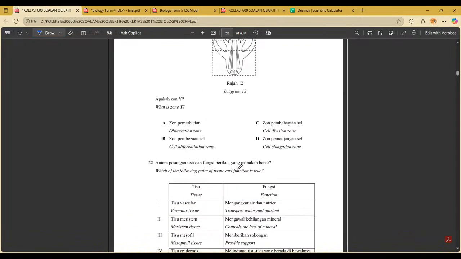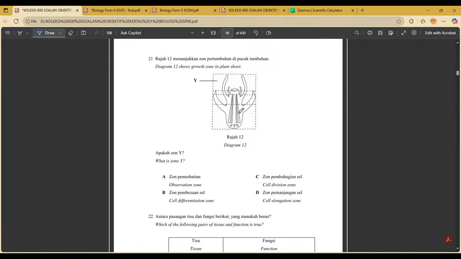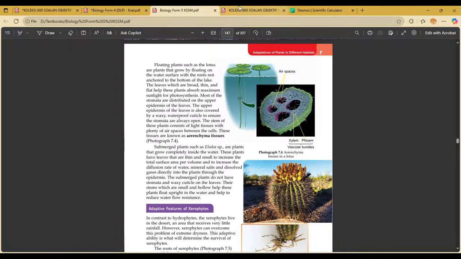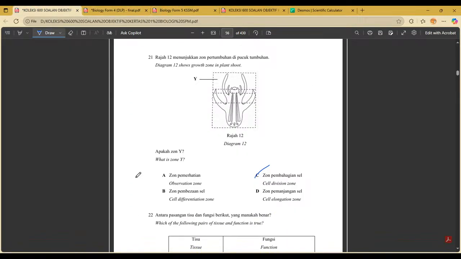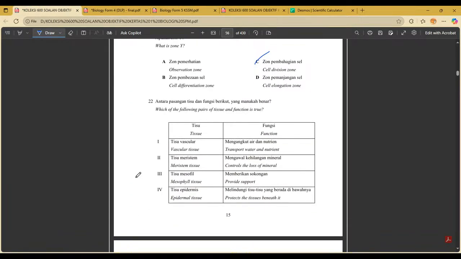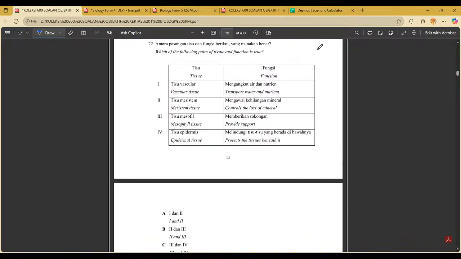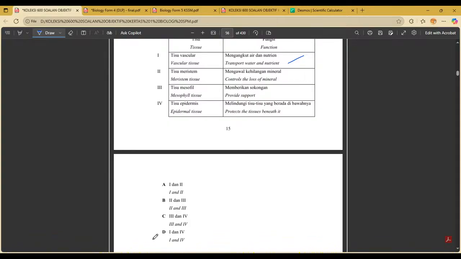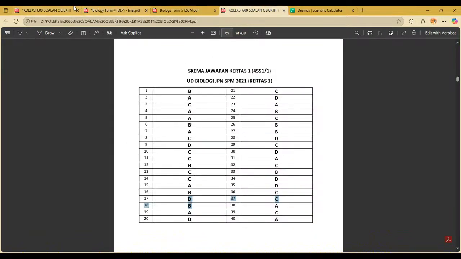Okay, what is zone Y? It's a plant shoot. So zone Y is the zone of cell division. 21. 22. Which of the following pairs of tissue and function is true? Vascular and epidermis. B. Yeah.